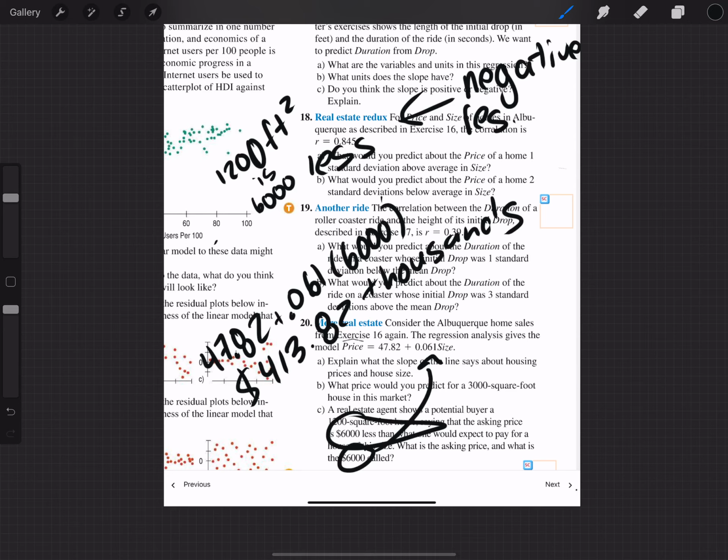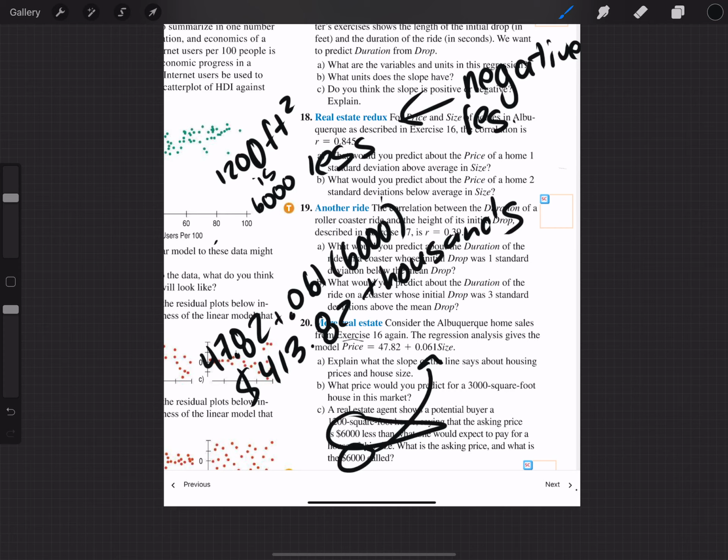Hold on, let me make sure about the residual. Sorry. Residual formula. Actual minus prediction. So if the actual is bigger than the prediction, you have a positive. So the actual is less than. Yeah, we're going to have a negative residual here. Sorry, I'm like tripping out right now.